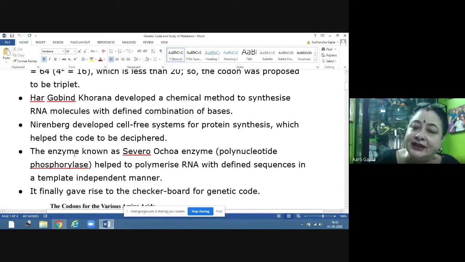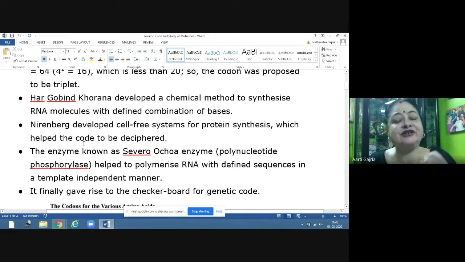And he also took the triplet code and studied how it can be deciphered, how it can be read by the amino acids. Now, the enzyme known as polynucleotide phosphorylase.